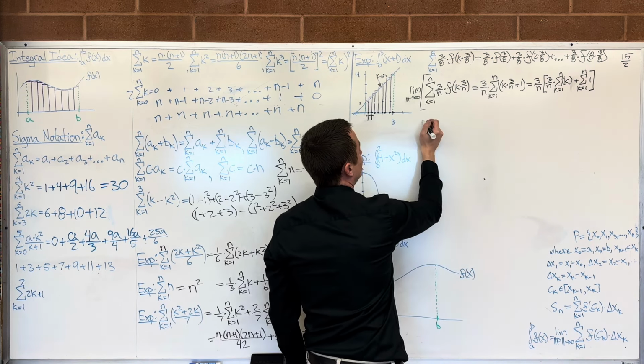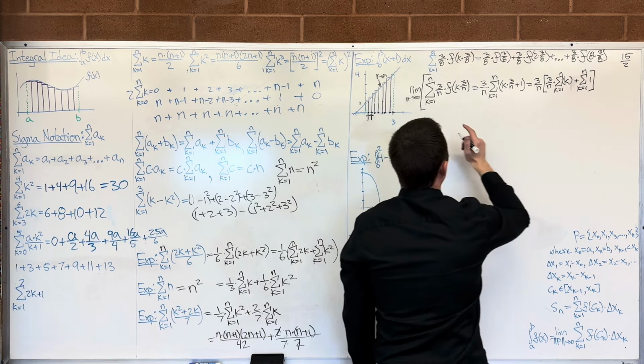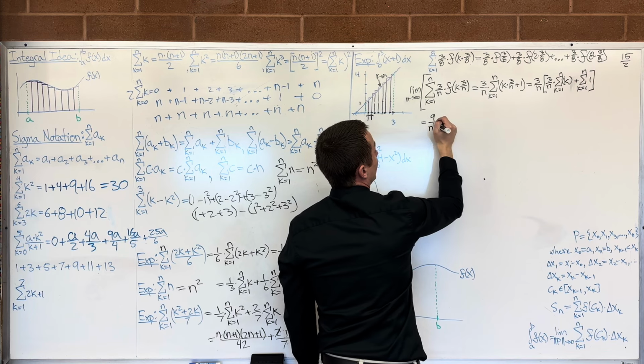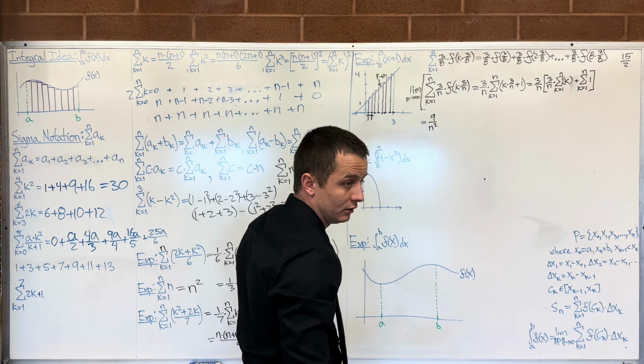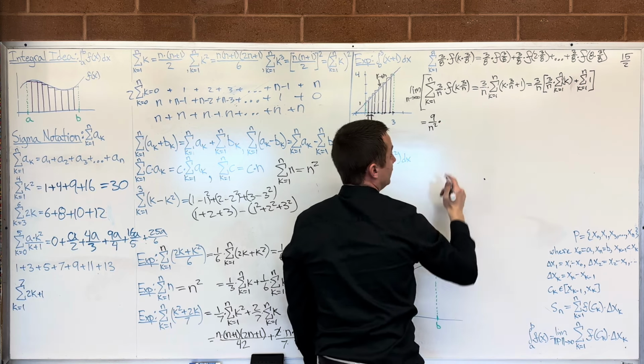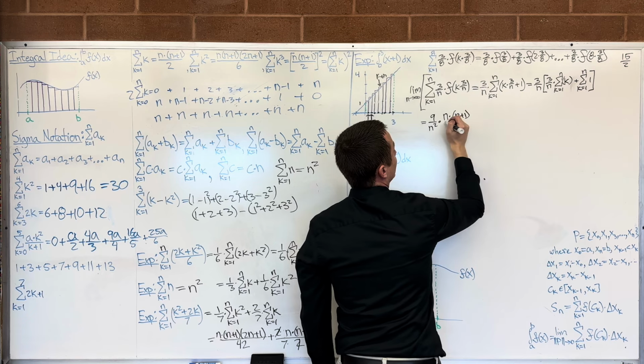This is equal to 3 nths times 3 nths, which is going to be 9 over n squared, times the sum from k equals 1 to n of k, which is n times n plus 1 all over 2.